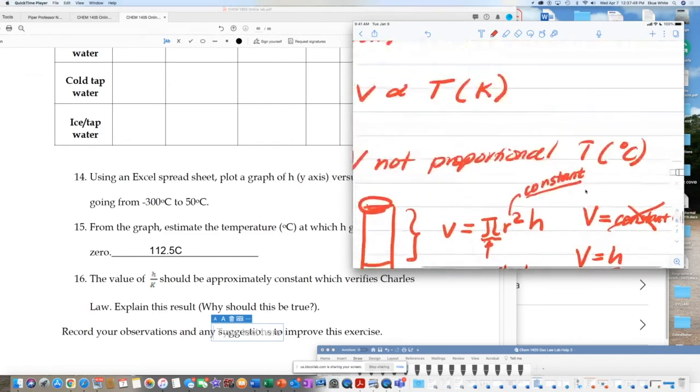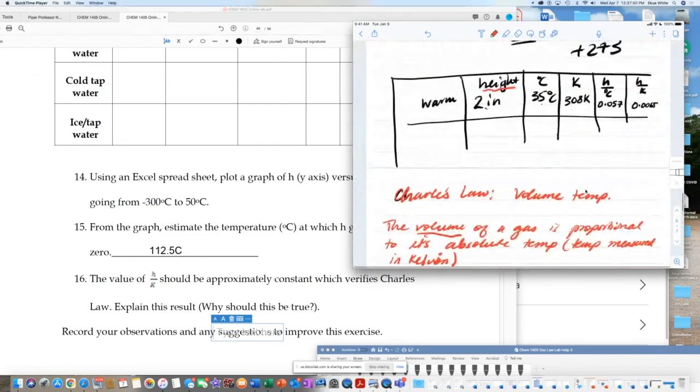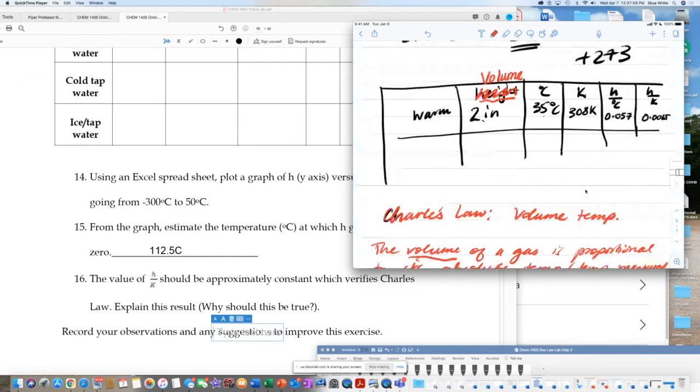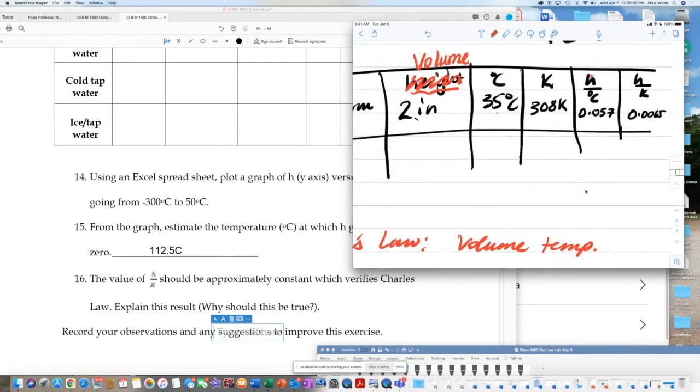So you can go back and look at this experiment and see where it says height, you can look at that as volume. The volume is representing the height. Don't change the labels used in the experiment. Just relate it to that. The height represents the volume.